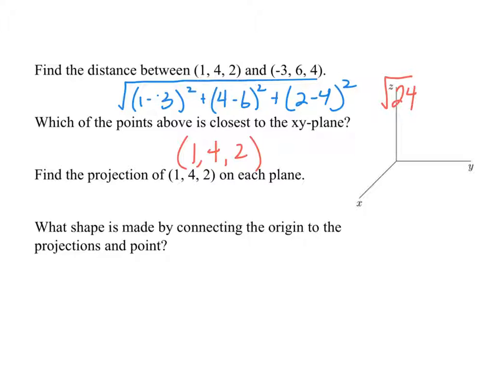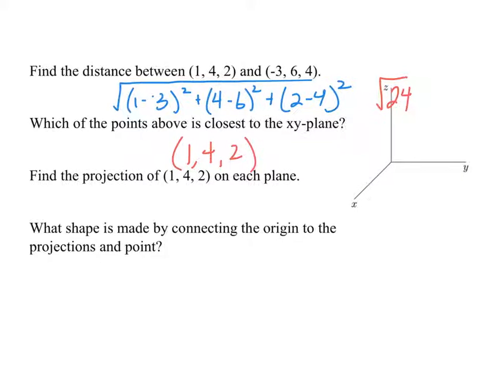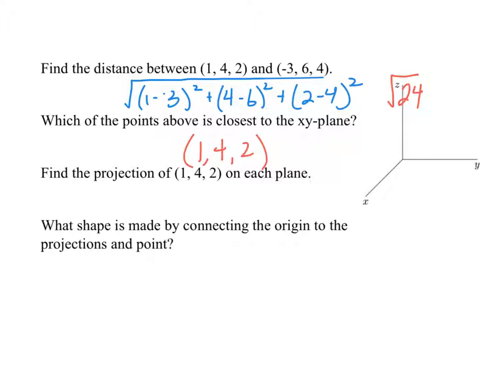Now, the next thing is the idea of projections. A projection is like saying, what if I just dropped the point or slid the point over to each plane? So let me do a sketch as rough as it will be. I've got over 1, 4, and up 2. So let's say the point is somewhere in here. Okay, so we've got 3 projections. We've got a projection on the xy plane, a projection on the yz plane, and a projection on the xz plane.